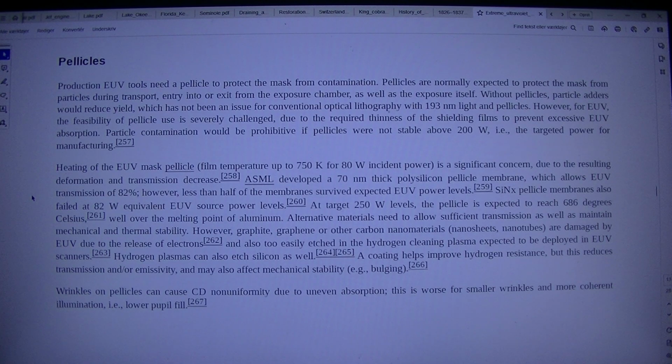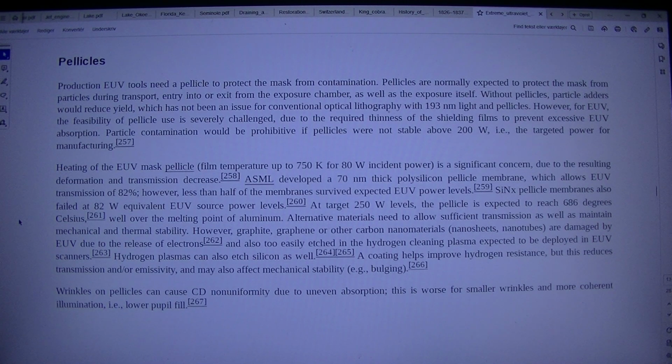260. At target 250 W levels, the pellicle is expected to reach 686 degrees Celsius, 261, well over the melting point of aluminum. Alternative materials need to allow sufficient transmission as well as maintain mechanical and thermal stability.